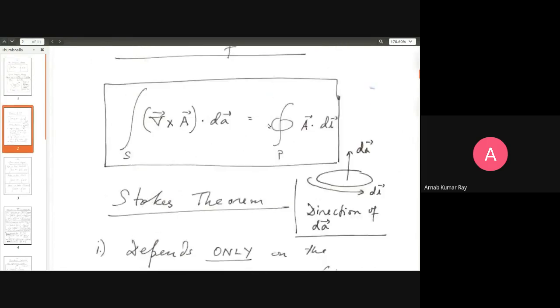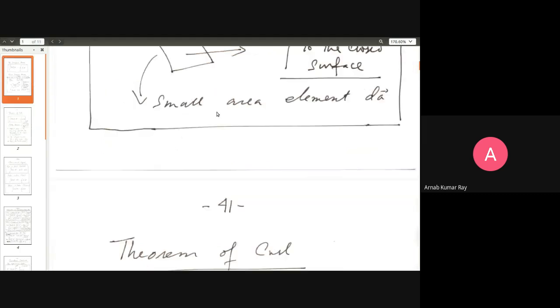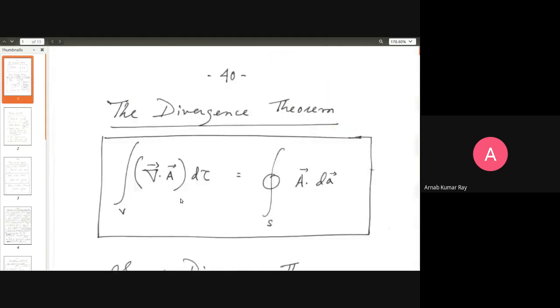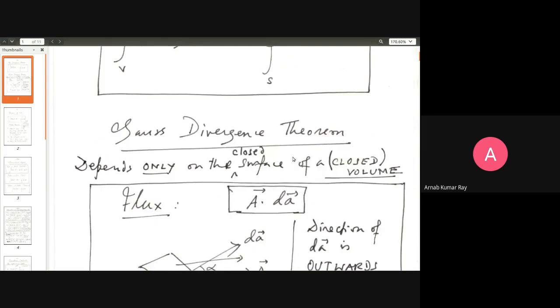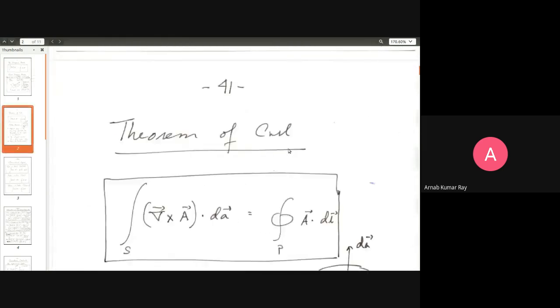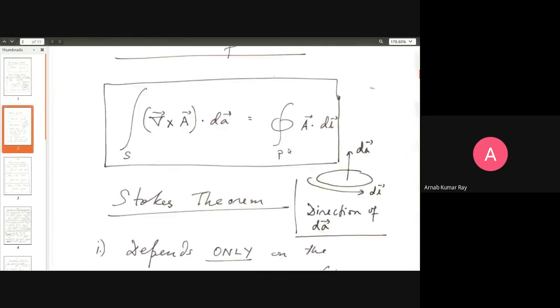You notice already something. The left-hand side is an integral over two spatial dimensions, and the right-hand side is an integral over one spatial dimension. Here, the left-hand side is an integral over three spatial dimensions, a volume integral, and the right-hand side is an integral over two spatial dimensions. So the left-hand side is an integral that is one spatial dimension higher than the right-hand side. I hope you're recognizing the pattern, which I shall discuss in detail shortly. But if you're astute enough, you should be able to realize this.